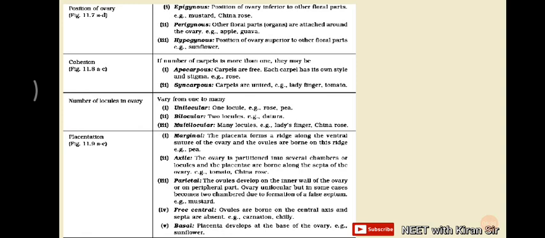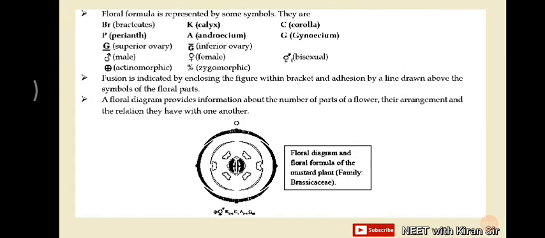Then placentation. If it is on the margin, for example pea or bean, that is marginal. If it is at the center, for example tomato or lemon, that is axile placentation. In case of parietal, that is mustard or cucumber. Then free central, you can go with chili. Last one, basal placentation, that is sunflower.